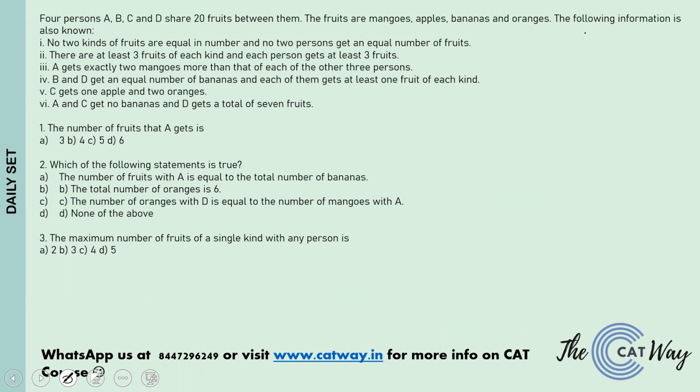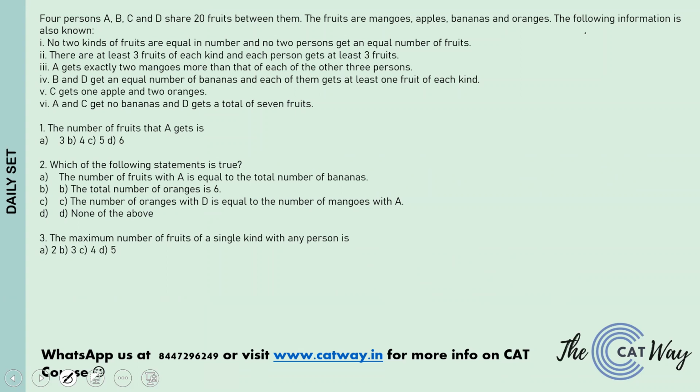Now let us begin with today's set. What was given is that four persons A, B, C, D share 20 fruits between them. The fruits are mangoes, apples, bananas, and oranges. The following information is also known. No two kinds of fruit are equal in number, and no two persons get an equal number of fruits. There are at least three fruits of each kind, and each person gets at least three fruits. A gets exactly two mangoes more than each of the other three people.